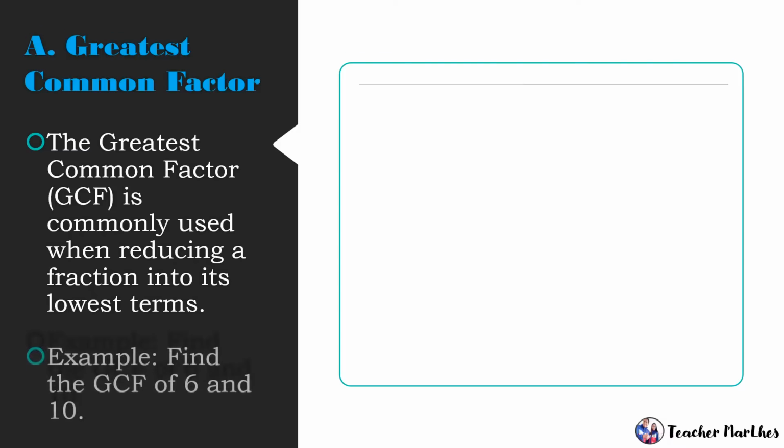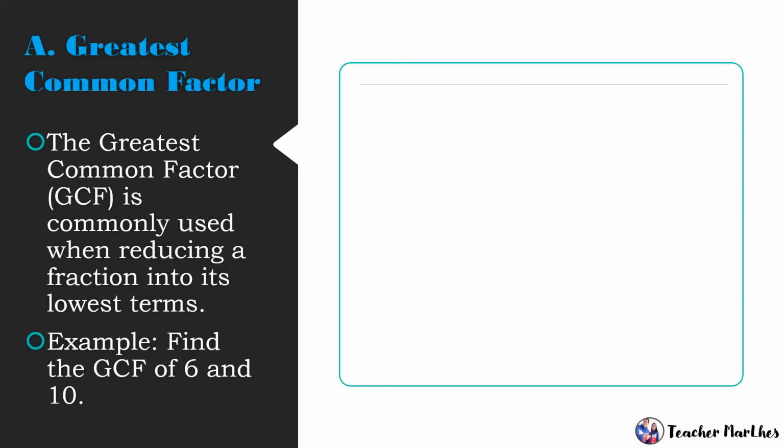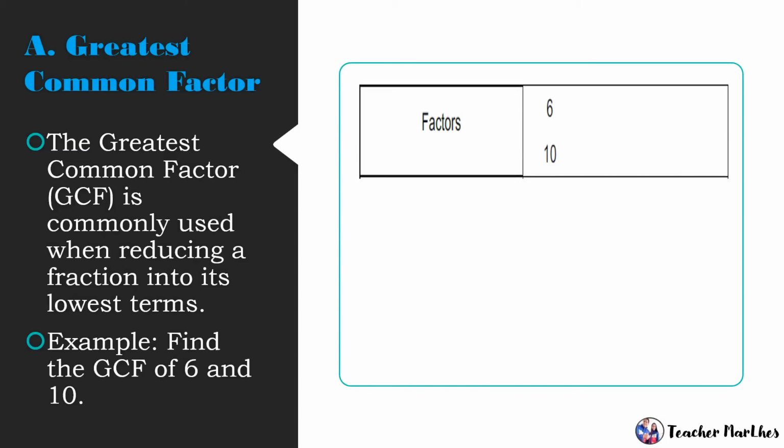So let's have an example. Find the GCF of 6 and 10. So first, we need to list all the factors of 6 and 10. So, pag sinabi nating factors, ano yung mga numbers na nakaka-divide sa given number? So, the factors of 6 are 1, 6, 2, and 3. Then, the factors of 10 are 1, 10, 2, and 5. So, ibig sabihin, ang 1, 10, 2, and 5 ay makaka-divide sa 10. Kaya, yun ang factors ng number 10.